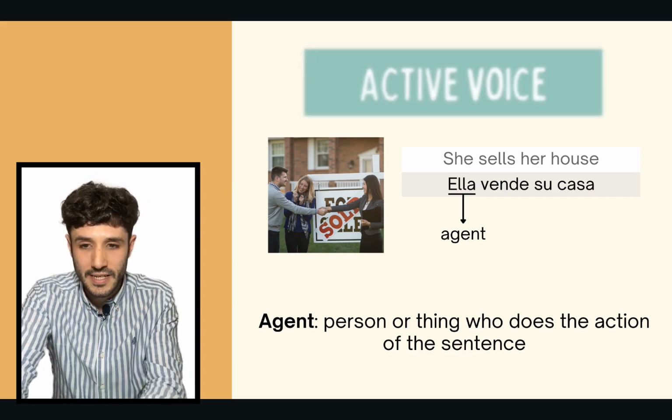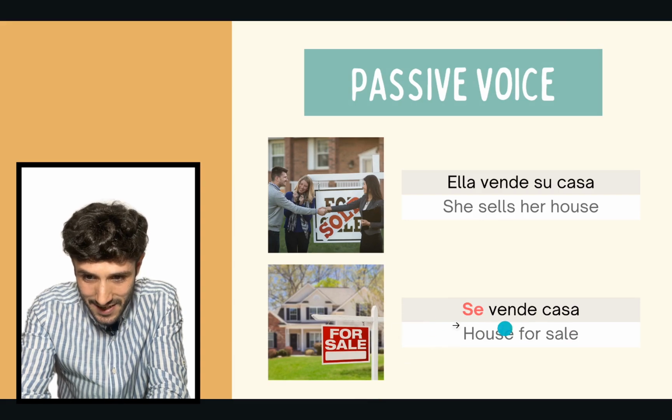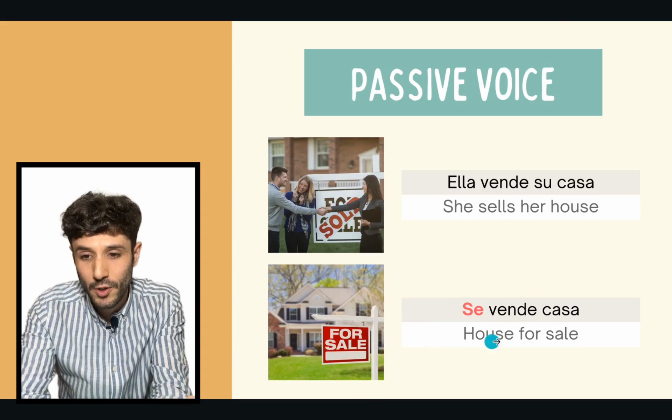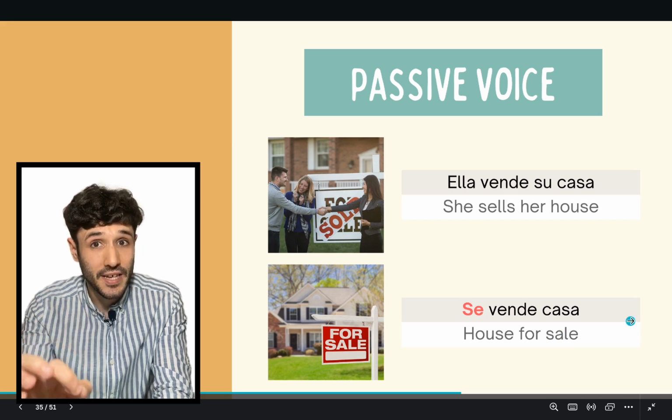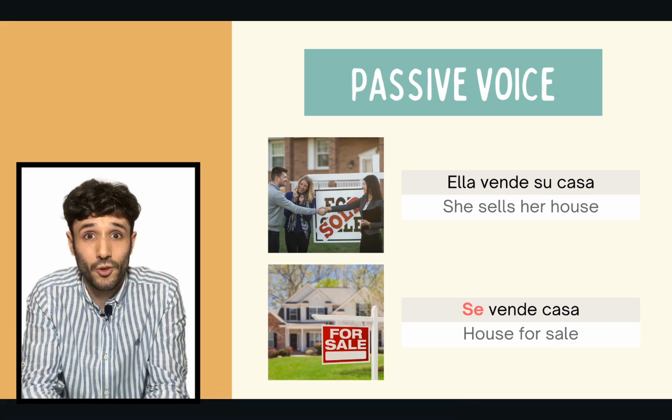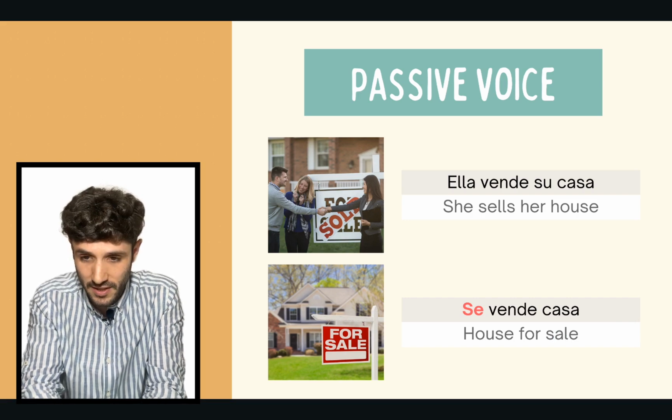Now, compare this sentence to this sentence over here. Se vende casa, house for sale. This sentence is passive voice and we don't have the agent because we don't know who is selling the house. We don't know, okay? So the agent is unknown.